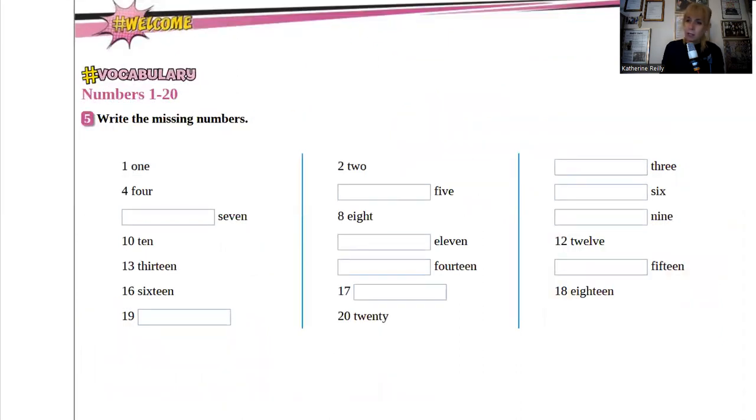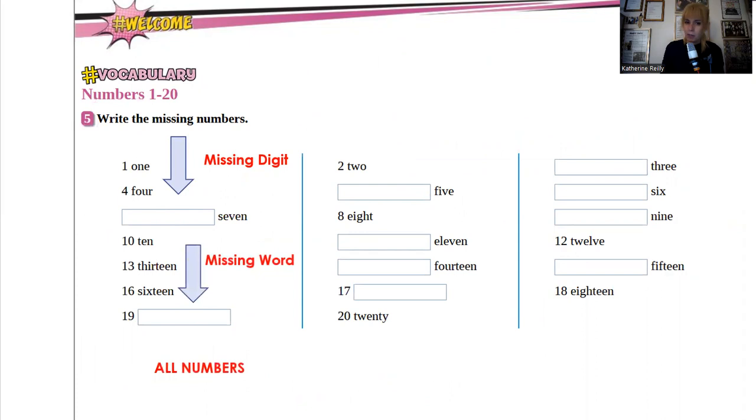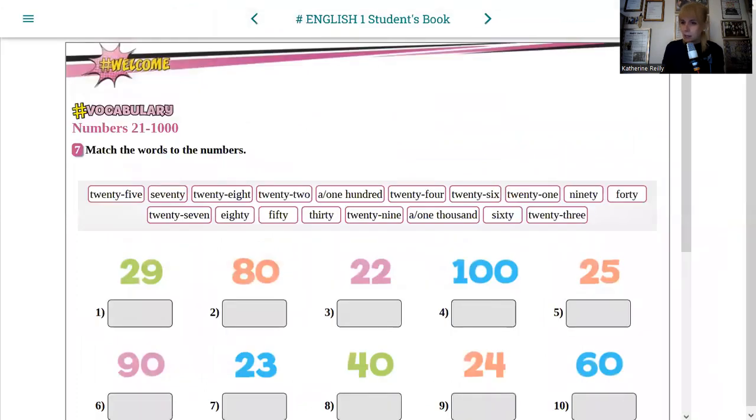Write the missing numbers, just like the alphabet earlier. You have a missing digit, a missing word, but they are all numbers. Let's take it a bit higher, okay? So match the words to the numbers. It's so boring when you have kids and they're like, okay, I'm learning how to count. Once they reach 20, they're like, okay, what do I do now? 21, 22, 23, 24. Oh, this is easy. 25, 26. Oh, I just have to repeat myself. Let's mix things up a bit. As you can see in this exercise, we have 29, 80, 22, 100, 25.